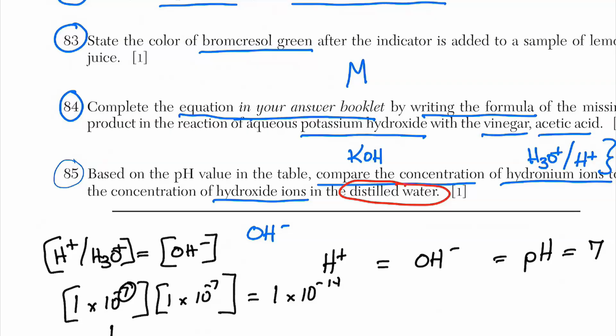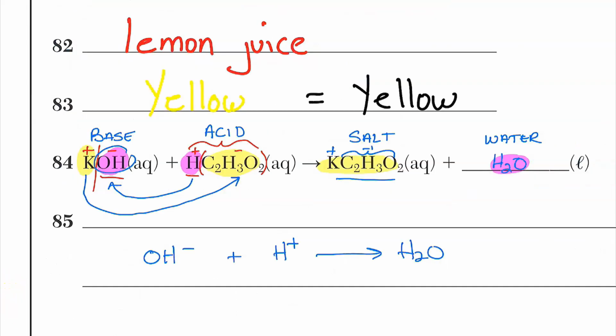Number 85, last question, I hope you loved it. On to the booklet. So you would say equal. You could say the same. The amount of H3O plus equals hydroxides. So they're the same, and I have this reaction here from explaining number 84. When these guys are equal, there's no excess hydroxide or H+, they're equal in pure water, and the pH is 7. All right, hope that helped.